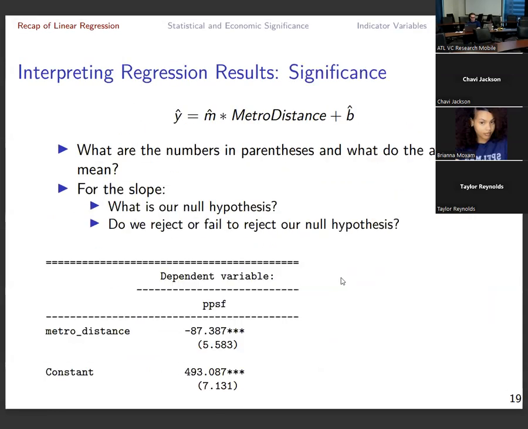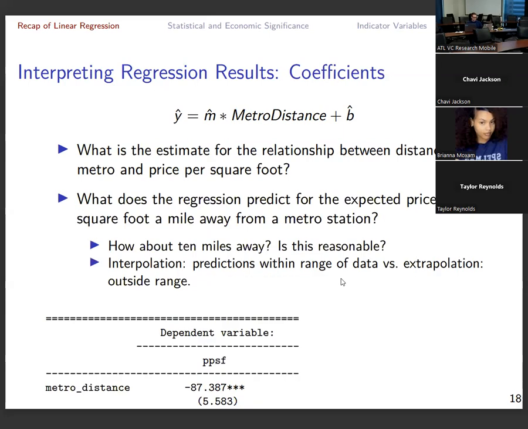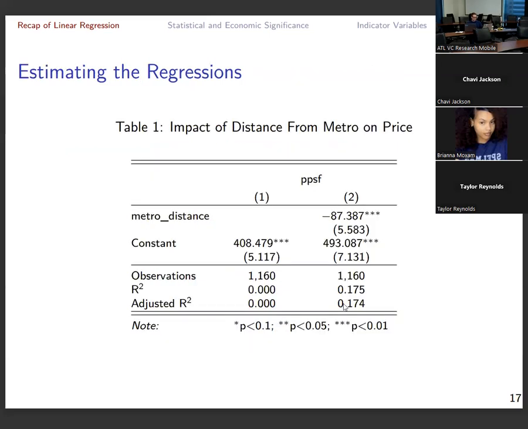So when we interpret it, would we say that the metro distance is significant at the 0.01 level, or you said 99 point something? Which one, if we were trying to say in our paper?